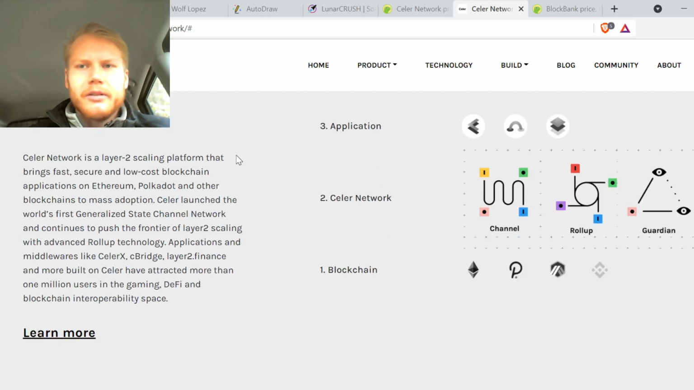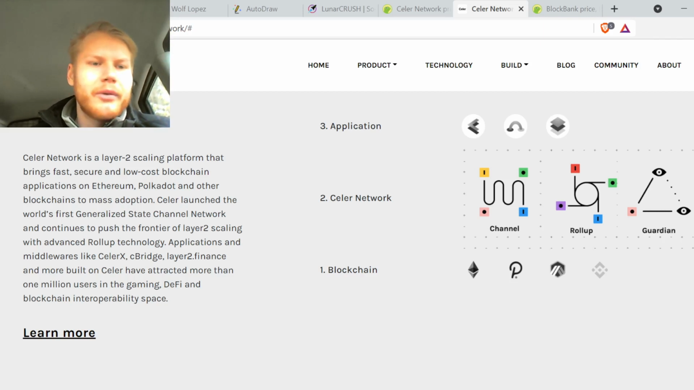So what is Celer? That was a rant, and now we are going to actually look at what this project is. So blockchain, then there's the Celer Network, and then there's the applications. Celer Network is a layer two scaling platform that brings fast, secure, and low-cost blockchain applications on Ethereum, Polkadot, and other blockchains to mass adoption. So that's what it's doing.